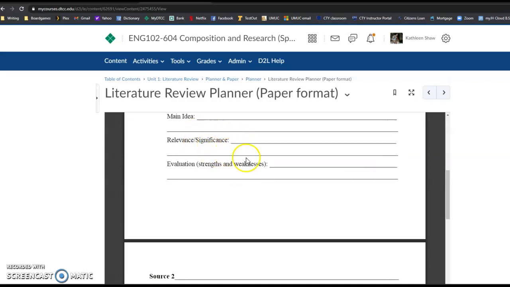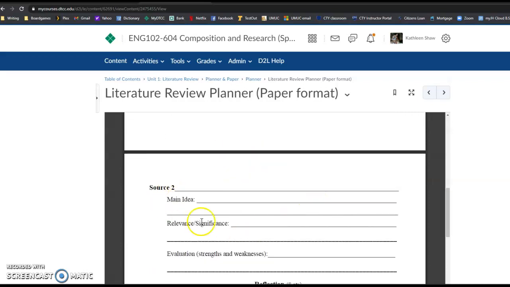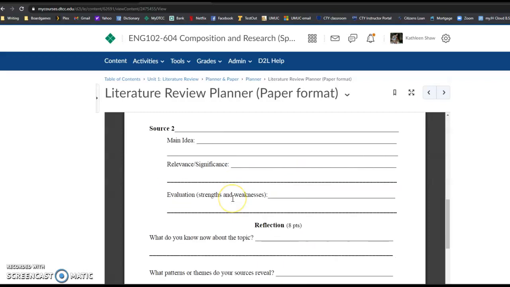Why is it relevant and significant to your research? Why is this a good source for your research? And what is good or not so good about it? Evaluate. Try and give a strength and a weakness. Then you're going to do the exact same thing with your second source.